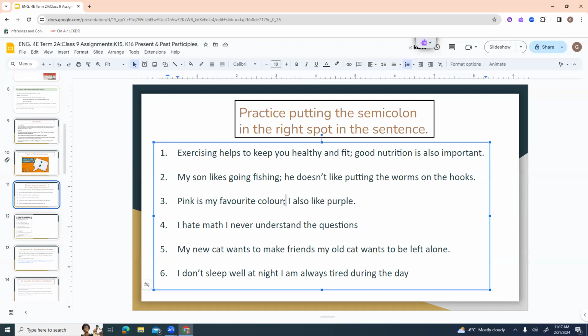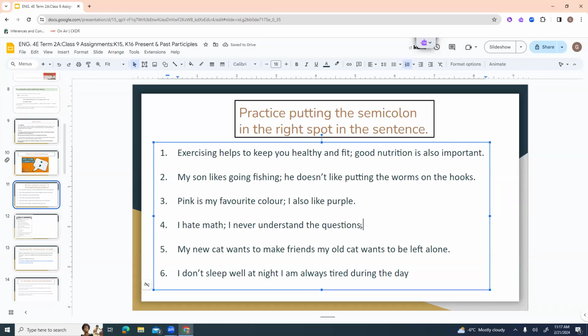Number four, I hate math. I never understand the questions. When I see the I showing up twice, that is a really strong hint that I might have two sentences there. So, I hate math. Yep, that stands on its own. So I can put my semicolon there. I never understand the questions. Yep. And then I've got the end of my sentence, which for some reason vanished the period.